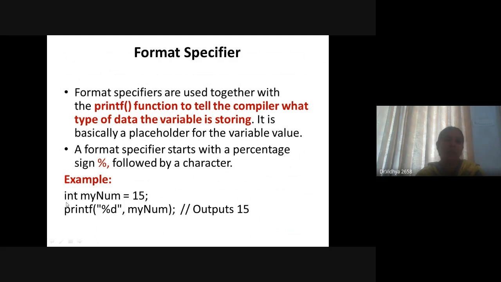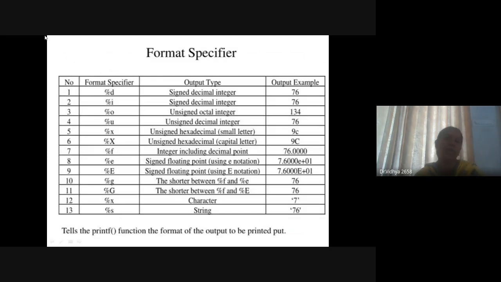So here in this example, I have a variable called mynum. It is assigned 15, and to print that value, I need to use the format specifier percentage d, since it is an integer number, followed by the variable name. This is the syntax, the format we are supposed to follow to display or print any values using the printf function. Okay, so these are the format specifiers.